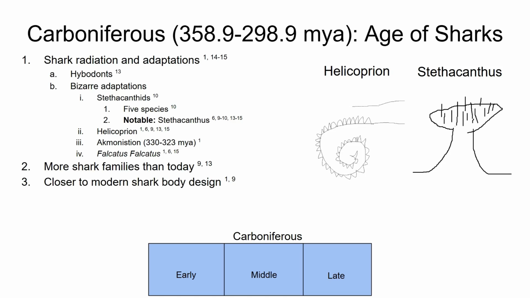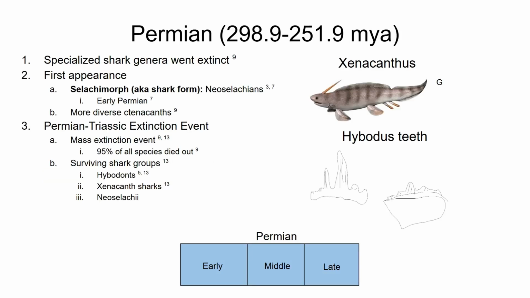Third, how many species and shark families existed during this time? Did sharks at this time look closer to modern sharks? At the end of the Carboniferous, there were 45 shark families present. Descendants from some of these shark families swim in today's oceans. Sharks grew closer to the appearance of modern sharks. With the more specialized shark genera going extinct, we are now moving forward to the Permian.